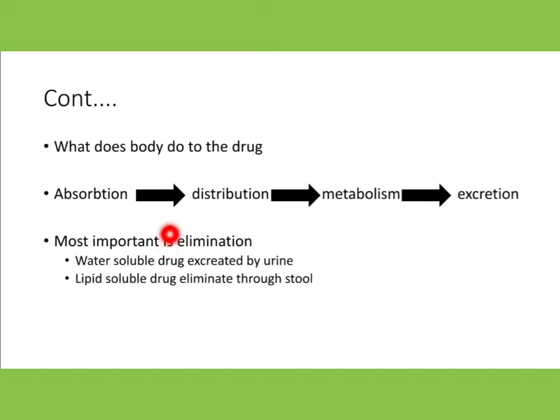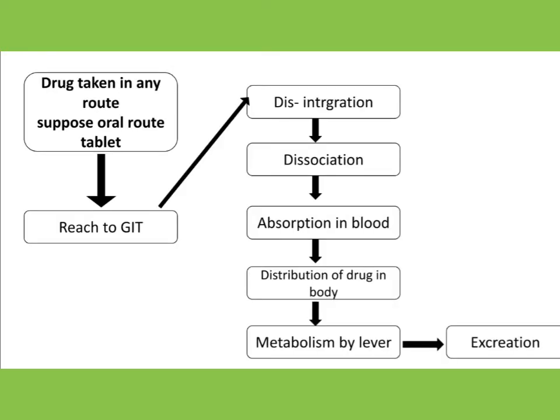The most important is elimination here, because we need to remove or eliminate the drug from the body to avoid any type of side effect. Suppose the drug is water soluble, then it will get excreted through urine, and a lipid soluble drug will get excreted via the stool. So this is the flowchart here.